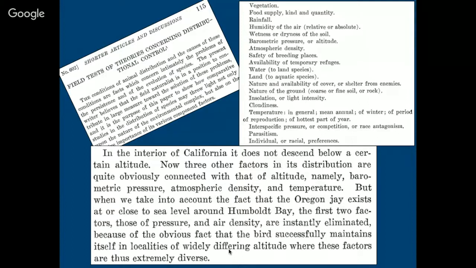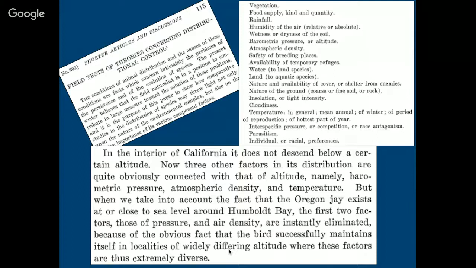In the interior of California, it does not descend below a certain altitude. Now, three other factors in its distribution are quite obviously connected with that of altitude, namely barometric pressure, atmospheric density, and temperature. But when we take into account the fact that the Oregon jay exists at or close to sea level around Humboldt Bay, the first two factors, those of pressure and air density, are instantly eliminated because of the obvious fact that the bird successfully maintains itself in localities of widely differing altitude.